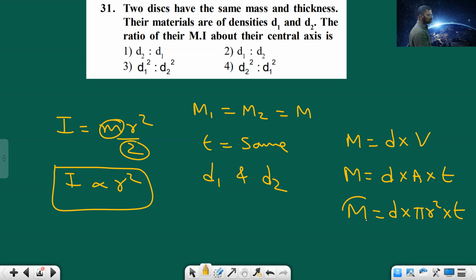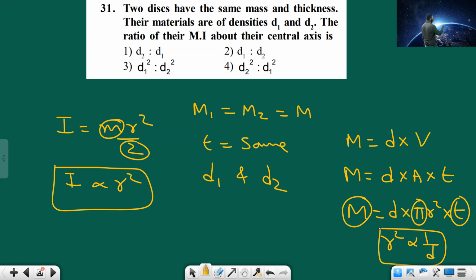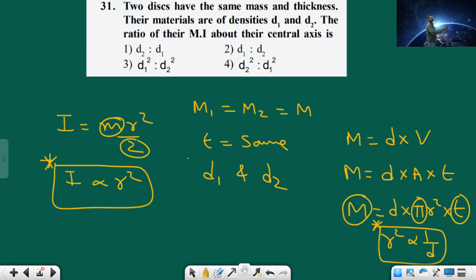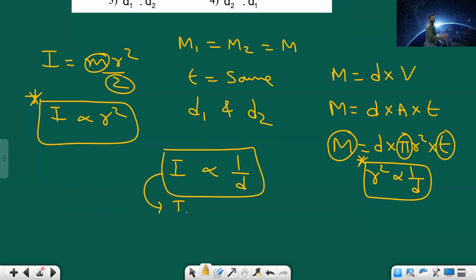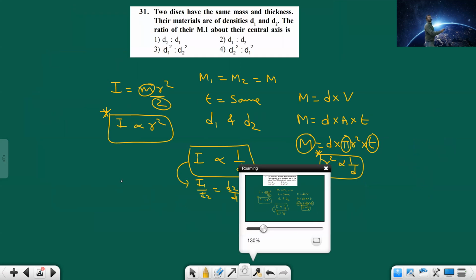So here mass is constant, thickness is constant, pi is constant. So I can write r square is proportional to 1 by d. Just now I wrote I is proportional to r square, and here I got r square is proportional to 1 by d. From these two, can I write I is inversely proportional to d? From here, simply I can write I1 by I2 is equal to D2 by D1. I hope you got the answer now.